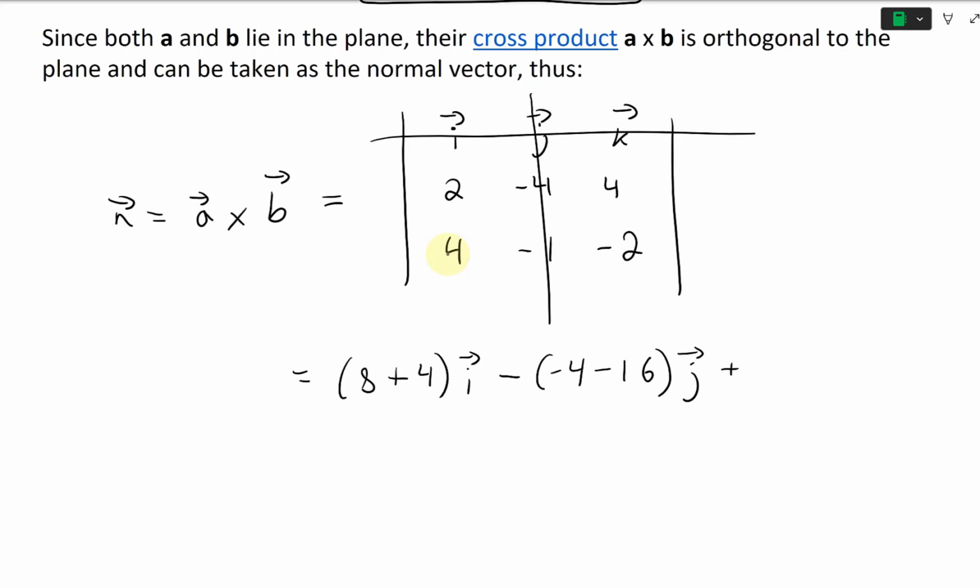And now the next one is plus. So that means the next one is the k one, so we'll cancel out the k. So just remember this method. So now we go 2 times negative 1, that's negative 2. And then minus negative 4 times 4, well, it's a minus, becomes a plus, because there's another negative there. 4 times 4 is 16. And this is k vector.